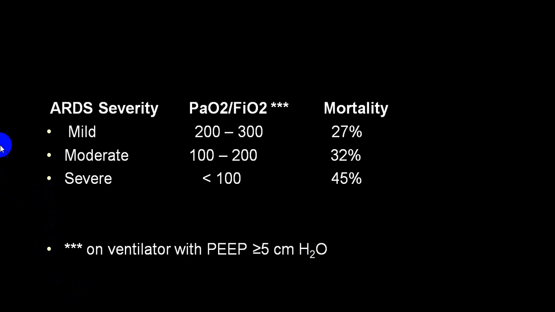We have already given you that: mild, moderate, and severe. Between 200 to 300, usually we use the word ALI, and that is given the name mild. Between 100 to 200, it is called moderate, and less than 100, we call severe. And this is at a ventilation pressure of 5 centimeters.